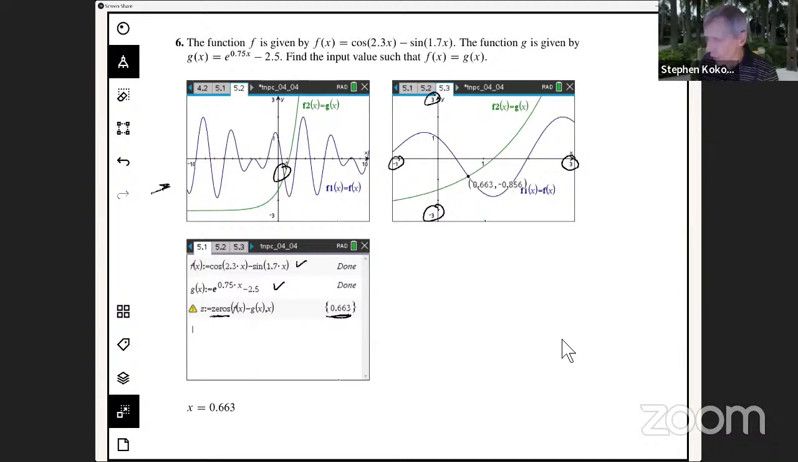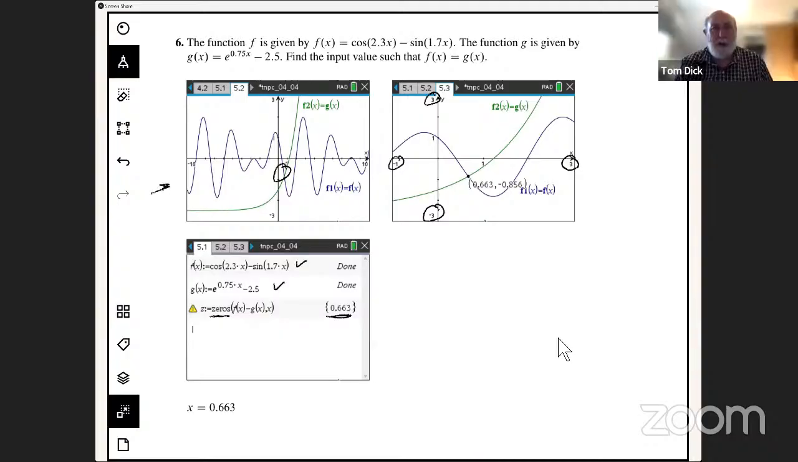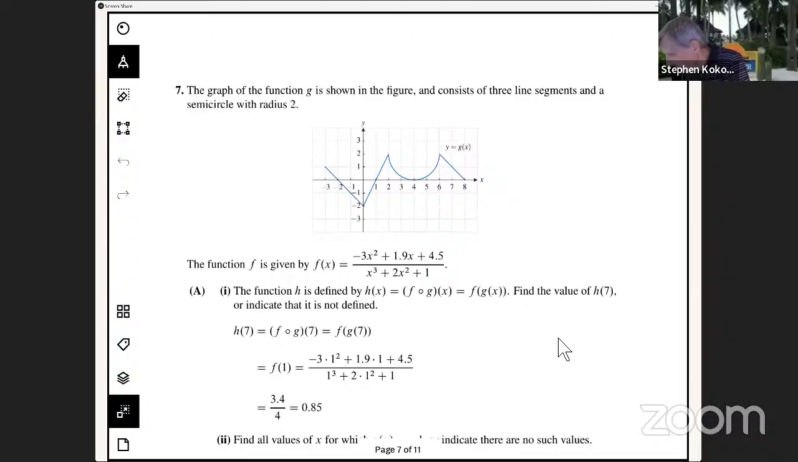Good. Tom, any technology here, or should we try one free response question? Why don't you go ahead to the free response, Steve? Okay, let's try one free response, and maybe by that time we'll have to quit.